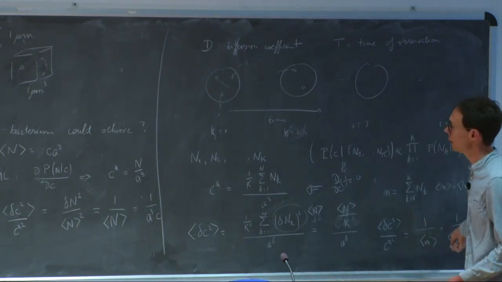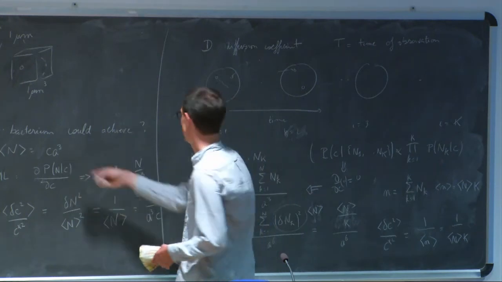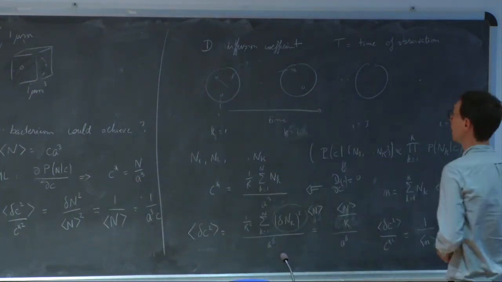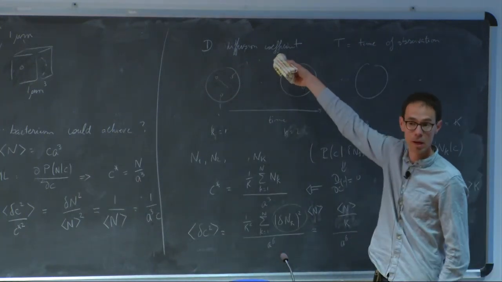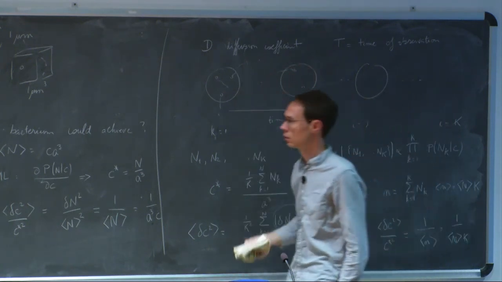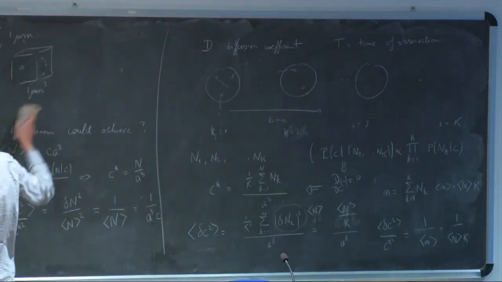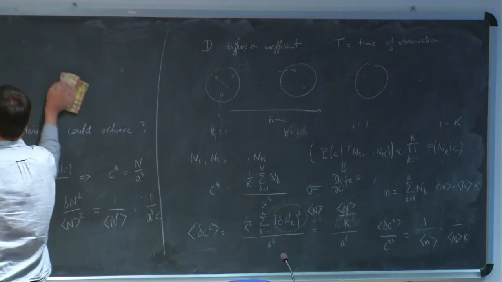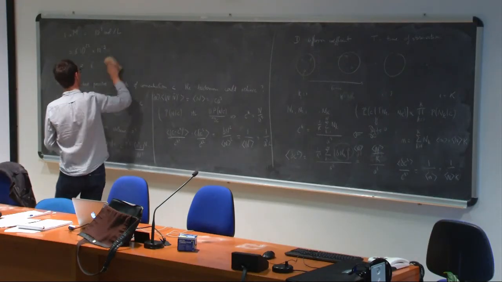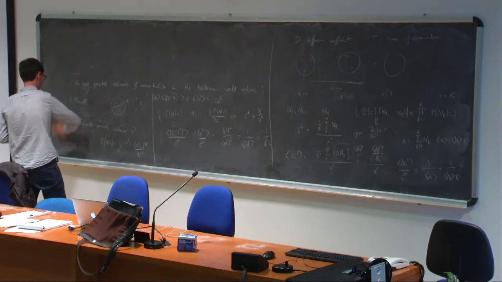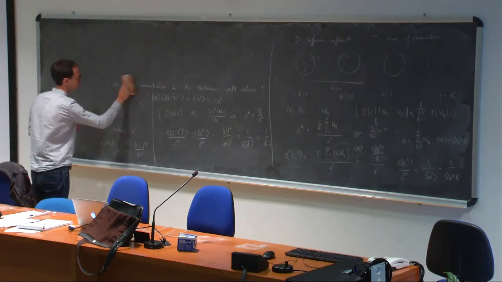Okay, so I have n average. It was given here. But I don't have my k. And I need k as a function of my two physical parameters, which are the time I waited and the diffusion coefficient. Can you give me a guess for what k should be?